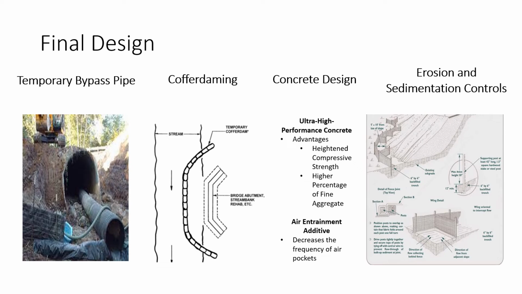There's also the addition of an air entrainment additive. This will be used to decrease the frequency of air pockets, and typically in design projects like this, you will see a 5 to 7% additive number. Next, we move on to the temporary bypass pipe. This pipe will be added into our culvert as a way to move water through the culvert, given that the area is prone to flooding during storms. This will help further protect the cofferdamming, which is the next section of our design.